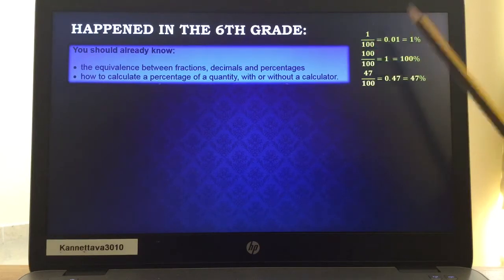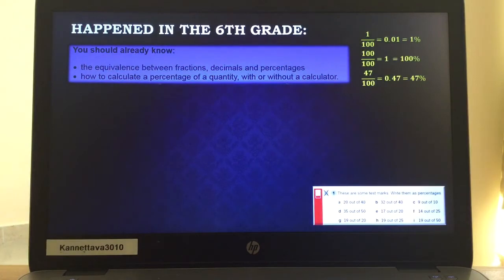1 out of 100 means 0.01, which is basically the definition of percentage, and so on. Also, how to calculate a percentage of a quantity with or without a calculator. This is actually the first question in the 7th grade book in this chapter.